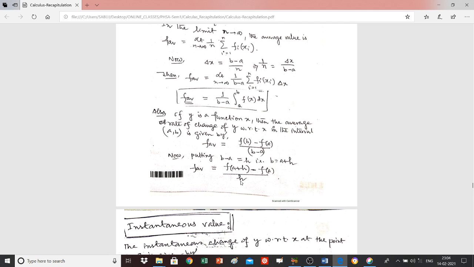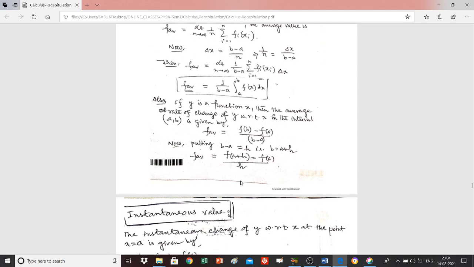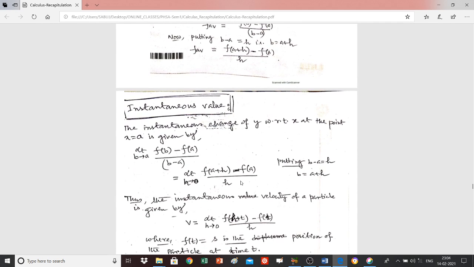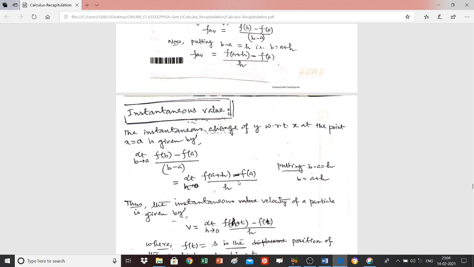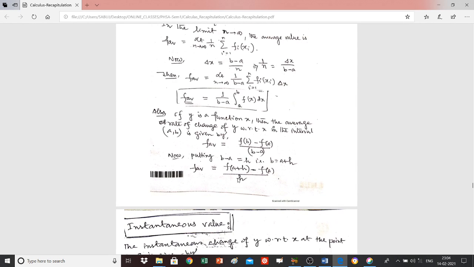Okay, so now come to the instantaneous value. So this is here, the instantaneous change of y with respect to x. You remember that a mistake has been made: in this case the limit b tends to a here, and here the limit should be h tends to 0. This is missing here, but you have to note that there is a limit h tends to 0 here.